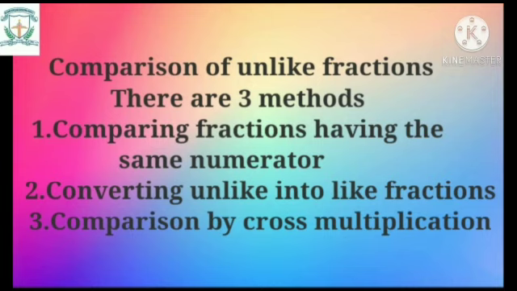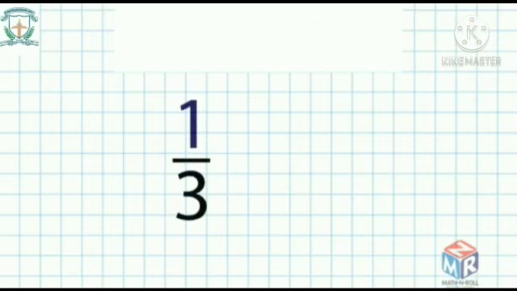Comparison of unlike fractions. There are 3 methods: comparing fractions having the same numerator, converting unlike into like fractions, comparison by cross multiplication. Comparing fractions having the same numerator.